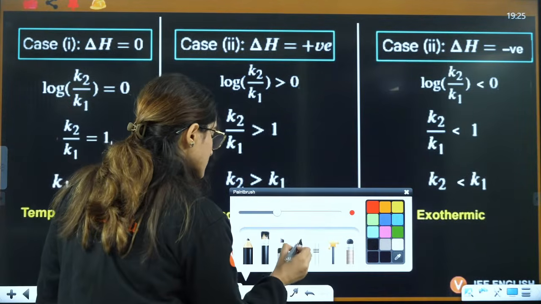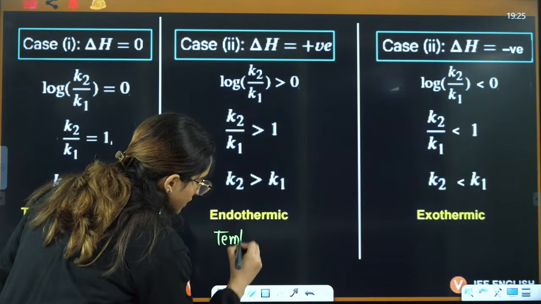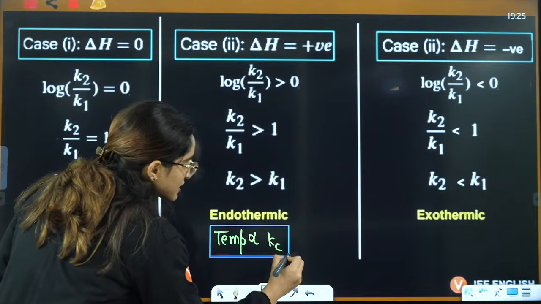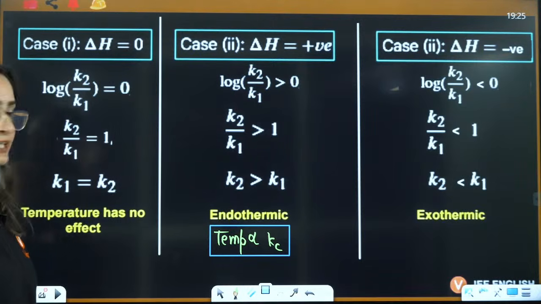In this case, you can just directly write here, temperature is directly proportional to Kc. As temperature increases, Kc also increases, right?